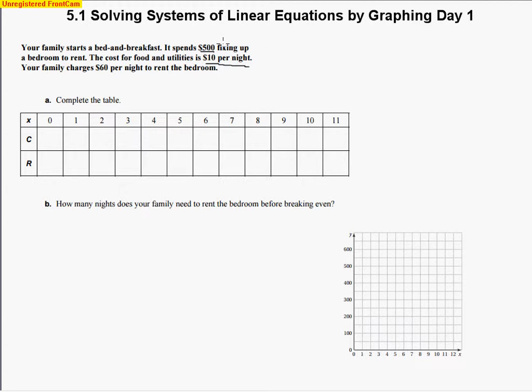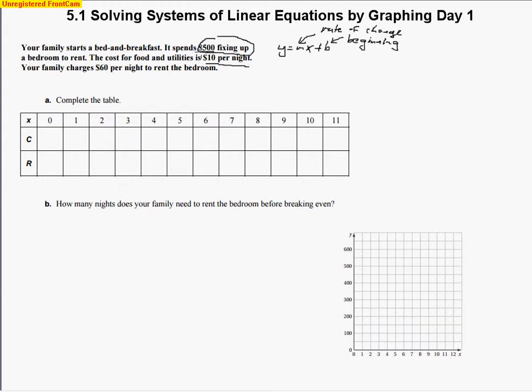And so notice that this is a fixed cost. This is an initial value. So what we're trying to do is write an equation in this form: y equals mx plus b, where b is our beginning value, and the beginning is the initial cost of fixing up the bedroom. And then m is our rate of change. And so our rate of change deals with dollars per night. And so that's going to end up being our slope.